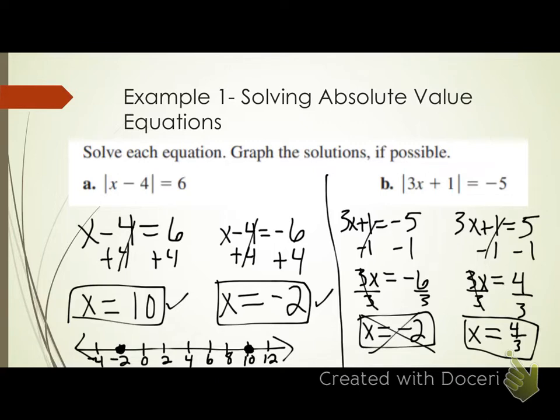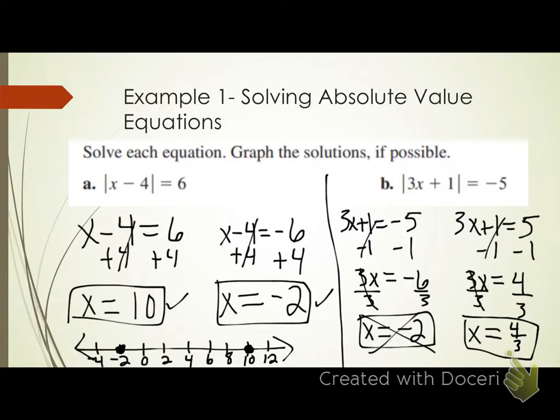I plugged in negative 2. 3 times negative 2 is? Negative 6. Negative 6 plus 1. Negative 5. Absolute value of negative 5? Positive 5. Does 5 equal negative 5? No, we don't have a 7 up there. Hold on. We're getting there.